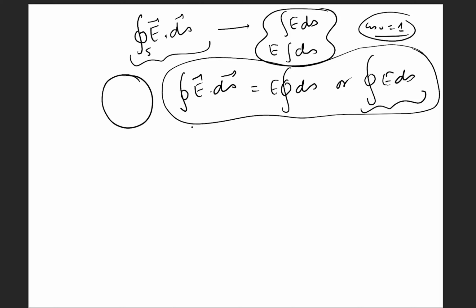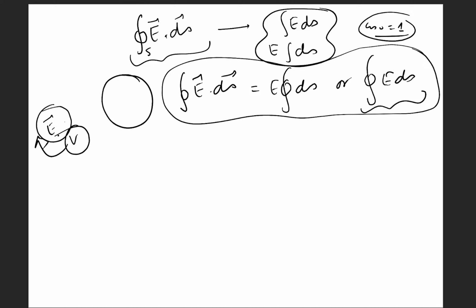Otherwise, if there is no symmetry, we should clearly use some other method, like directly finding the field using vector integrals or Coulomb's law, or by finding the potential, which we will see later, and from that we can find the electric field. So Gauss law is useful only if there is some kind of symmetry in the system or in the question at that point.